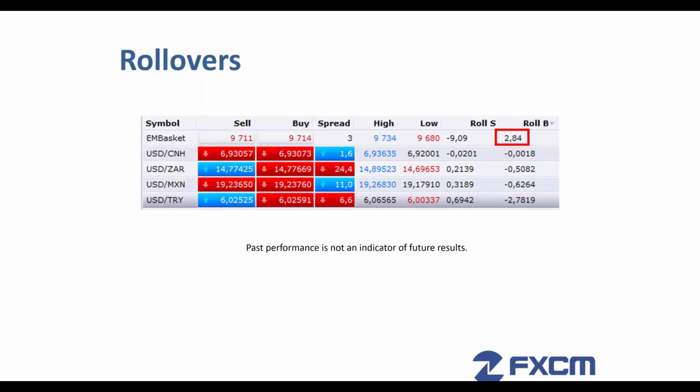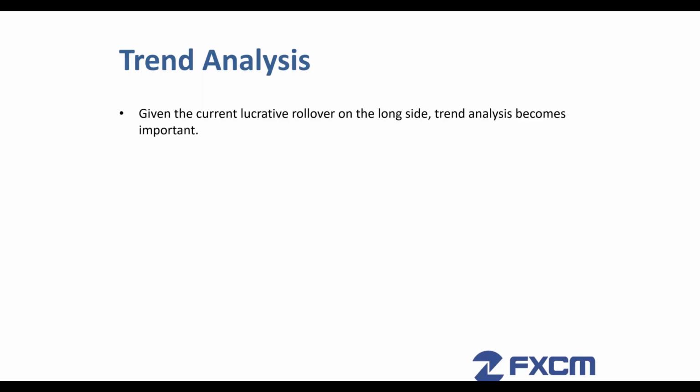In particular, the red shaded area shows the positive rollover when going long EMBasket. And you can see that it is a very high and lucrative rollover number, 2.84. Given this, given the fact that it is so lucrative, trend analysis becomes important. A long position is typically entered into when an uptrend is in place.